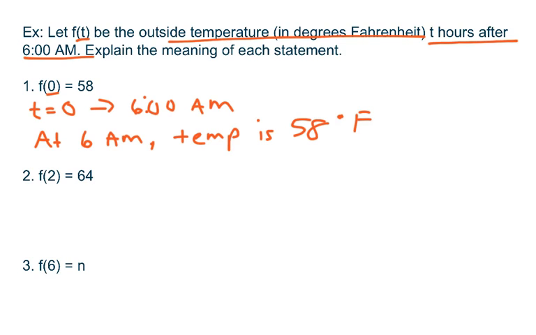There's no function that we know, but we know what it's equal to, and we know the t value, so that we know the time. We can say that at 6 a.m. the temperature is 58 degrees.